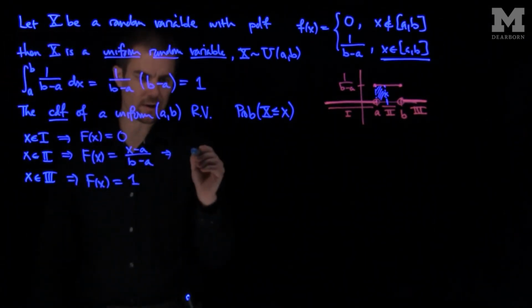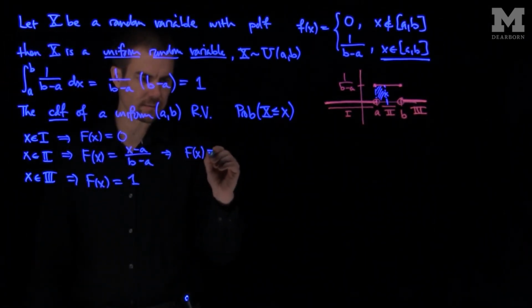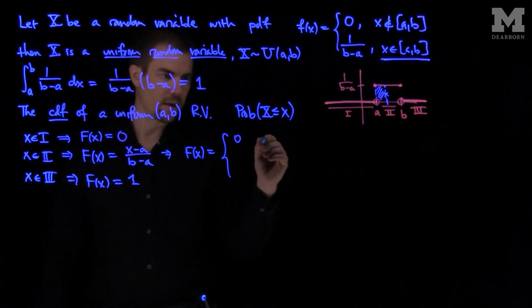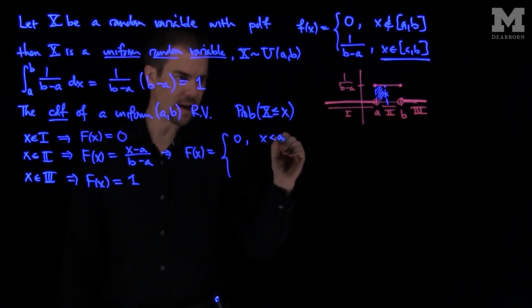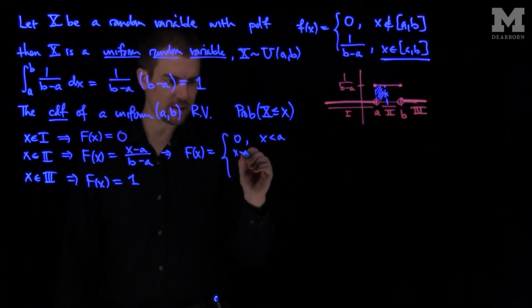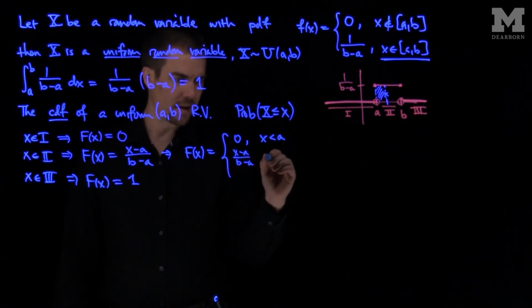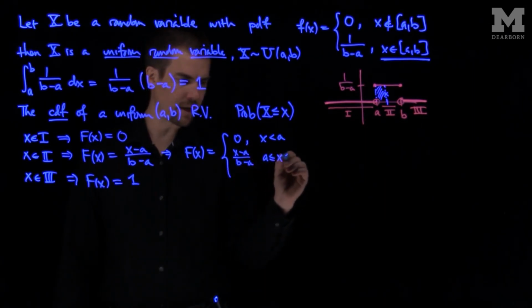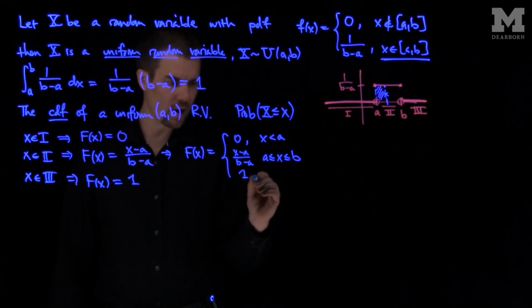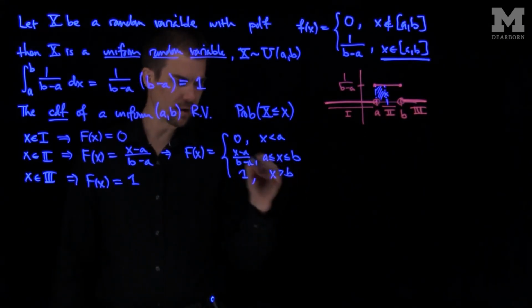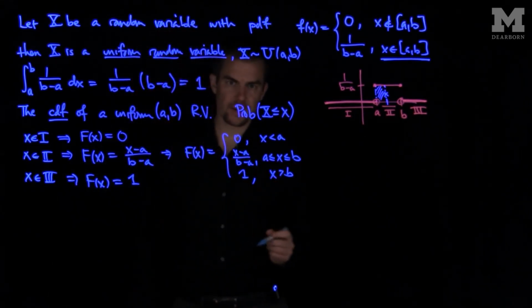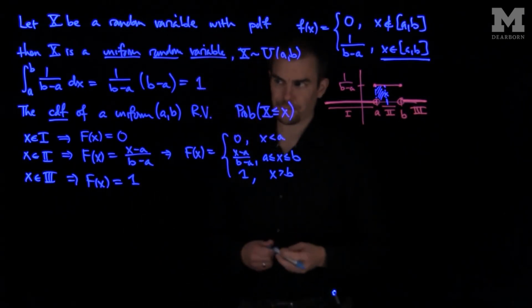So if we put this together, we can see F of x is 0 if x is less than a. It is x minus a over b minus a if x is between a and b. And it's equal to 1 if x is larger than b. And so this is our CDF for a uniform random variable.